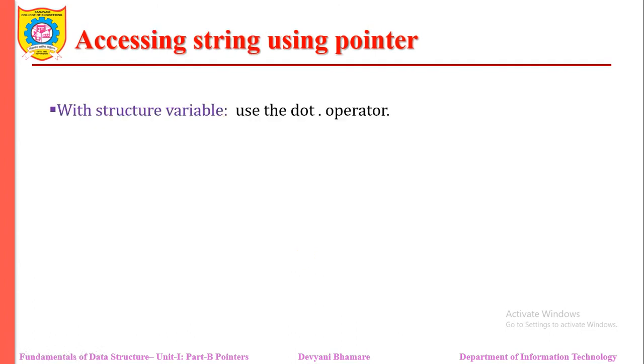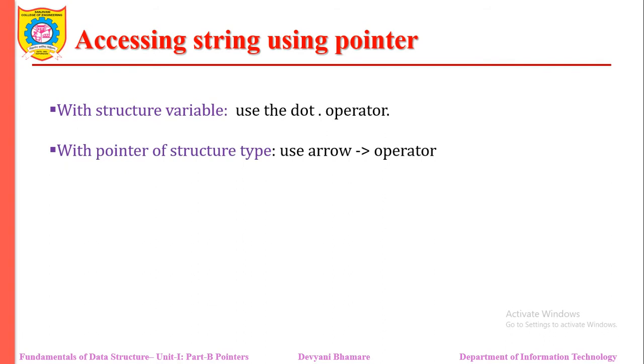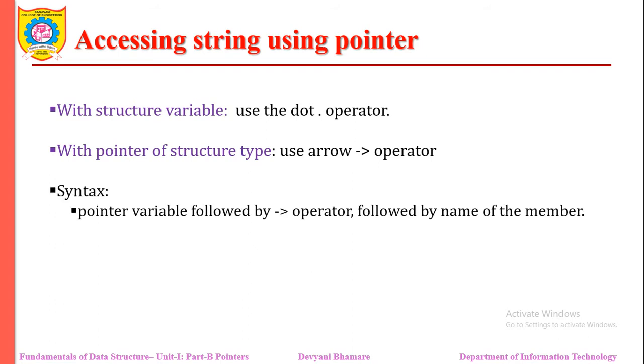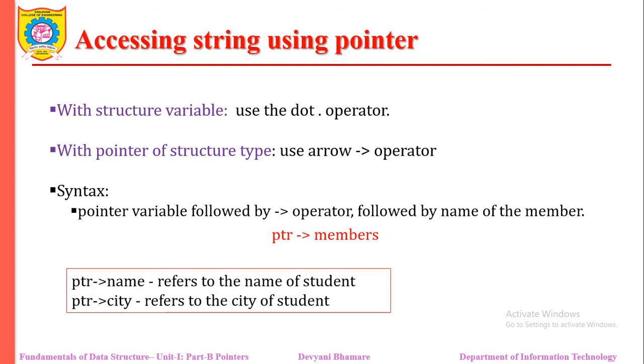Let me start with the arrow operator. Dear student, we know that structure variables use the dot operator to access the members, and if we are using a pointer to that structure, at that time we need to use the arrow operator. So the syntax is pointer variable followed by arrow operator, and then the member of the structure. This is the syntax: pointer name, arrow operator, and the member you want to access. So when we say ptr arrow name, this indicates that the name of the student is being accessed.